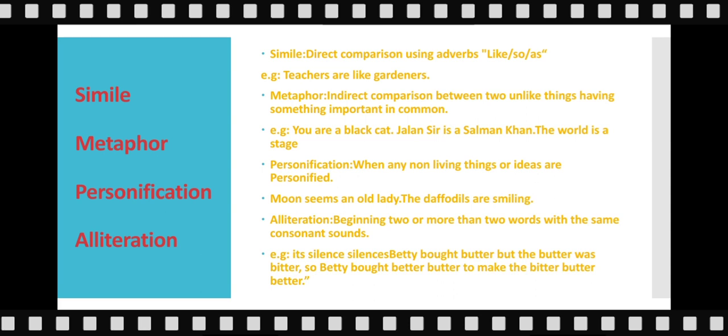Another example is Betty bought butter. So Betty B, bought B, butter B. So there is a tongue twister. Betty bought butter, but the butter was bitter. So Betty bought butter to make the bitter butter better. Okay, so this is the best example of alliteration. Now we are going forward.